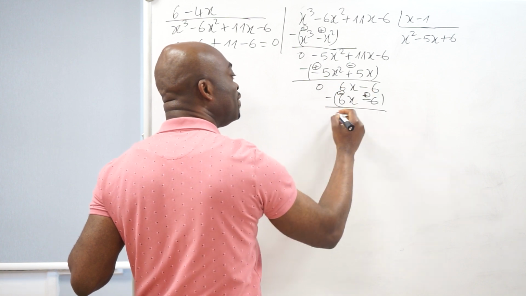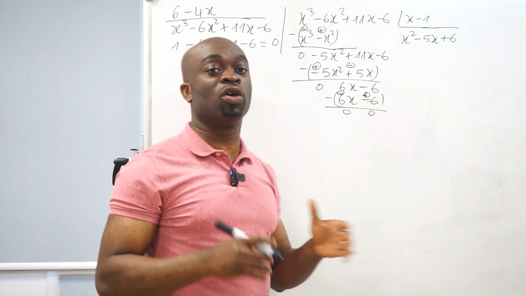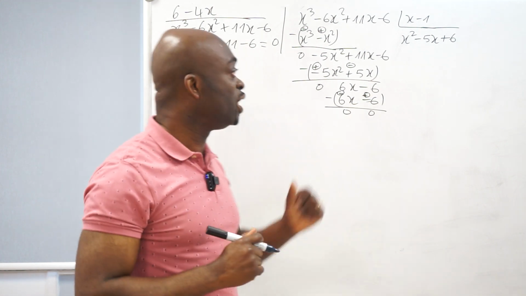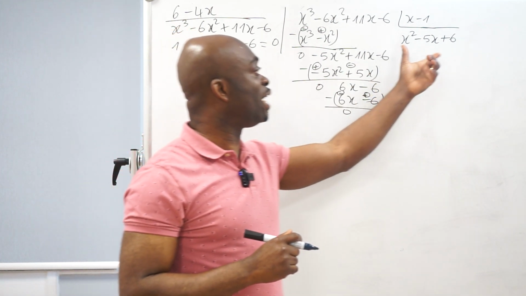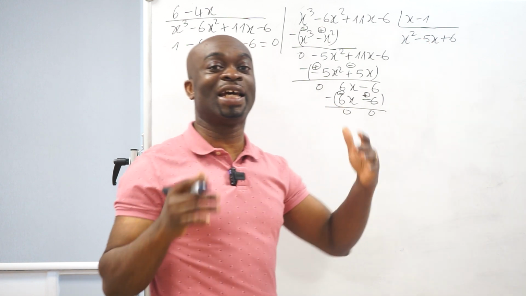Negative and positive. This is 0. So we're good now with the long division. We finished with the long division. So now because we finished the long division, we still have to break down the x squared minus 5x plus 6. We cannot leave it like that.